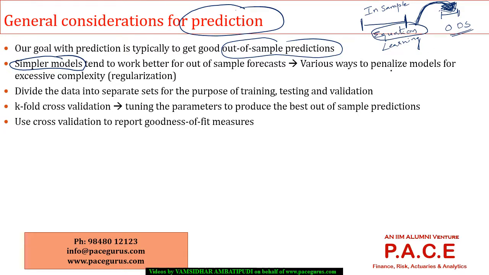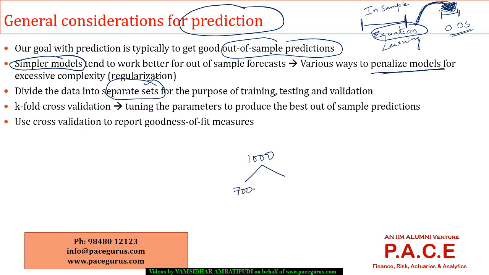That's the reason we talk about penalizing the models. Complex models will get penalized. Now, after penalization also, if the out of sample prediction is much higher, then the complex model will be preferred. This kind of penalization is otherwise called regularization. Now, generally when we do prediction, we divide the data into various sets. So, let's say I have 1000 data points or records.